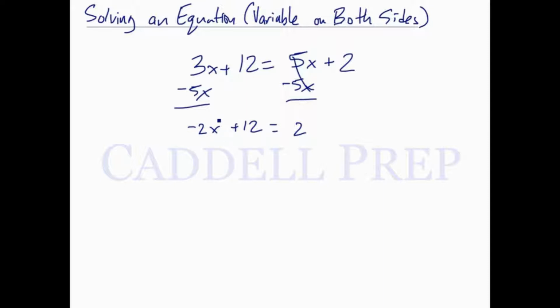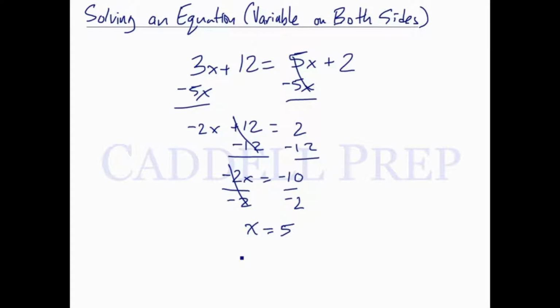So now the x is on this side, so I want to isolate the x, and I have to get rid of this plus 12. So let's do minus 12, minus 12. So I'm left with negative 2x equals 2 minus 12, which is negative 10. So now to solve for x, do divide by negative 2, divide by negative 2, and I have that x equals 5.